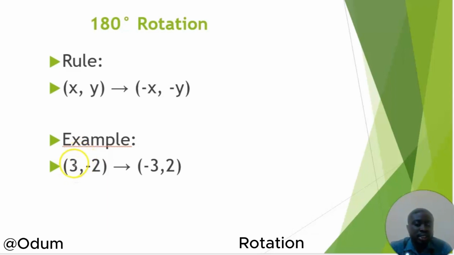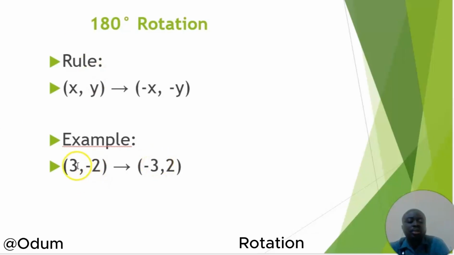So we negate the 3, then we negate the negative 2. But I know that anytime negative meets negative, it changes to positive. That's why you have negative 3, 2. Since the 3 is positive, when you negate it, it becomes negative. But since the 2 is negative, when you negate it, it turns to positive.